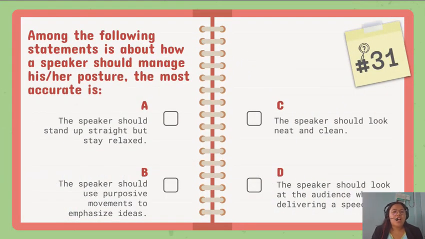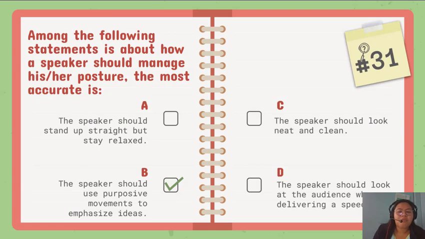Number 31. Among the following statements about how a speaker should manage his or her posture, the most accurate is A. The speaker should stand up straight but stay relaxed. B. The speaker should use purposive movements to emphasize ideas. C. The speaker should look neat and clean. D. The speaker should look at the audience when delivering a speech. The correct answer is letter B.